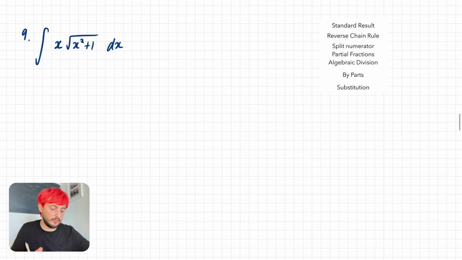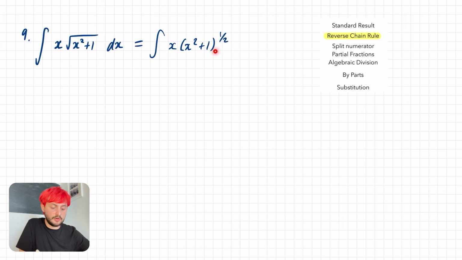Okay, question 9 that we've got here. This one is a reverse chain rule because this bit inside here will differentiate to something similar to the bit outside the front. I like to rewrite this so that it's x brackets x squared plus 1 to the half, and this is the function I'm concentrating on integrating, and it's something to the power of a half, so I know I'm just going to be increasing that power to 3 over 2.